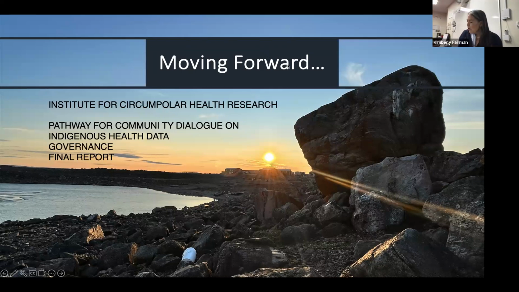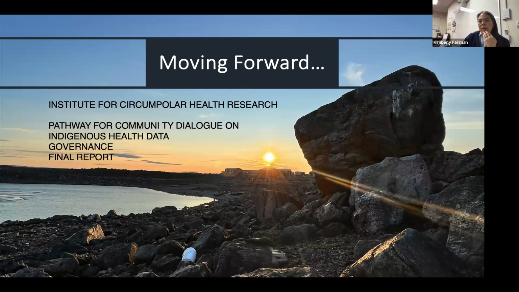So I was also just going to quickly go through some of the areas that the Pathway for Community Dialogue on Indigenous Health Data Governance toolkit covers. It's a comprehensive guide that talks about what health data is, the types of health data that are available, what are some of the data collection methods, and who's who in the health data world. It's not comprehensive, but it does give people and Indigenous communities a starting point for some of those important pieces. We also walk through the benefits and the barriers to data utilization.